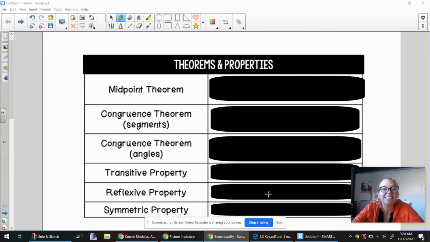Hi everybody, I'm Miss Cooksey, and today we are going to be talking about proofs using the segment addition postulate. So we're going to be looking at line segments and proving different relationships between line segments because of some different theorems and postulates.